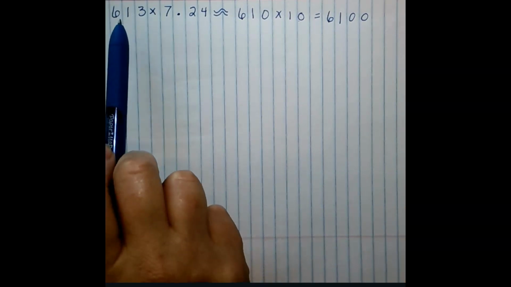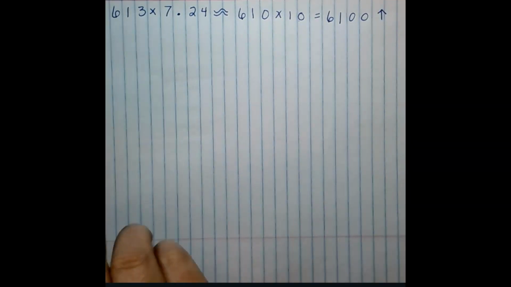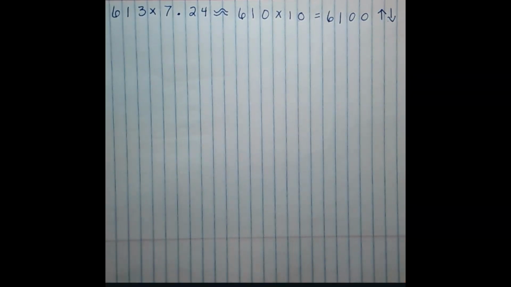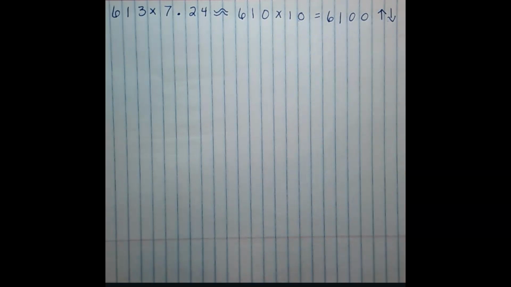In looking at this, 613 is greater than 610, and 7 24/100 is less than 10. Because they are not the same, it's really not possible for us to determine if our answer is going to be greater than or less than 6,100. But we do know it should be in this ballpark. Now use the standard algorithm and solve, and come back and check your answer. Pause now.